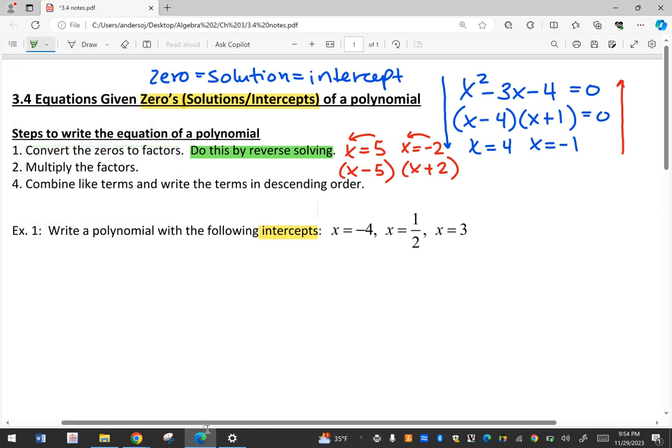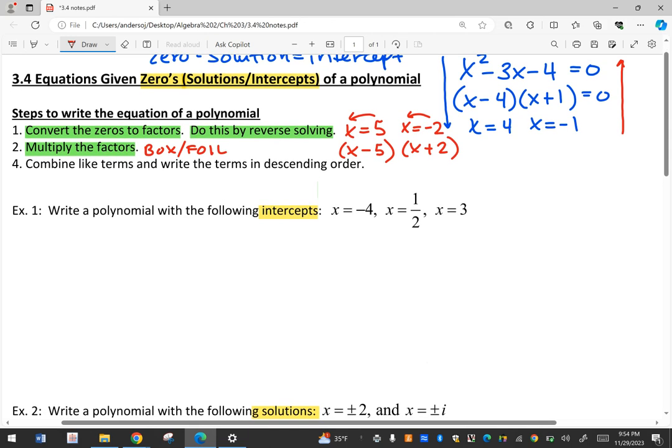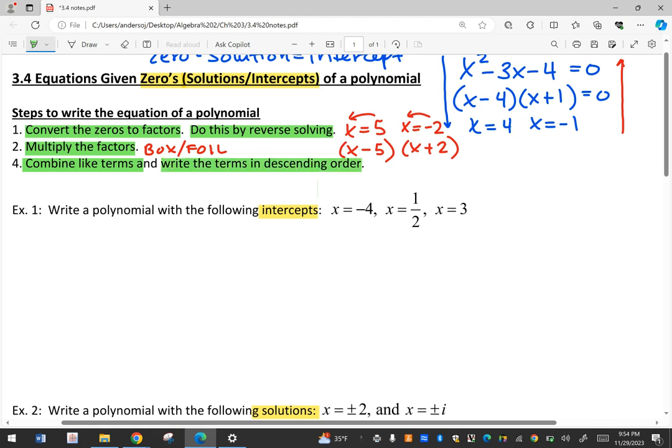So I'm going to be taking those two factors, and I'm going to be maybe using box or FOIL, depending on what you're comfortable doing. I prefer that you use the box method to keep extremely organized in the process of these equations. There's going to be a lot of terms that get combined together, and the more you stay organized, the fewer mistakes you're likely to see. The last step is we're going to combine like terms, and we're going to write it in descending order. Descending order means that the polynomial goes from the highest power down to the single number.